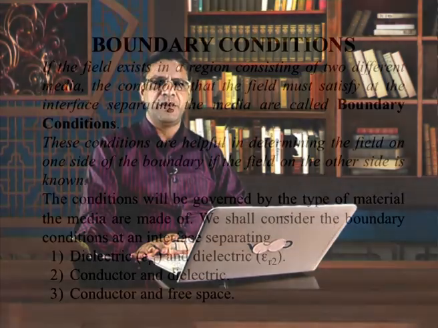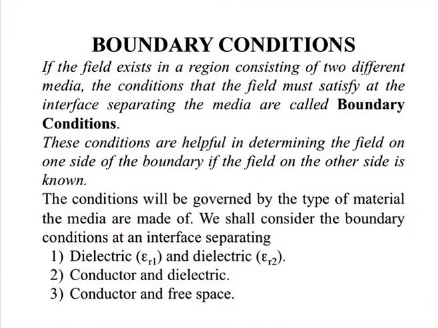Next we come to the boundary conditions. Till now we have considered the existence of the electric field in a homogeneous medium. If the field exists in a region consisting of 2 different media, then the conditions that must be satisfied at the interface separating the media are called the boundary conditions. These conditions are helpful in determining the field on one side of the boundary when the field on the other side is given. It also helps us in finding out the refractive index.